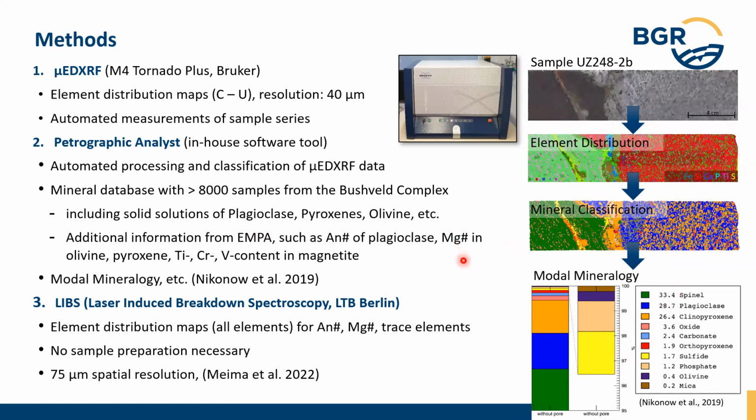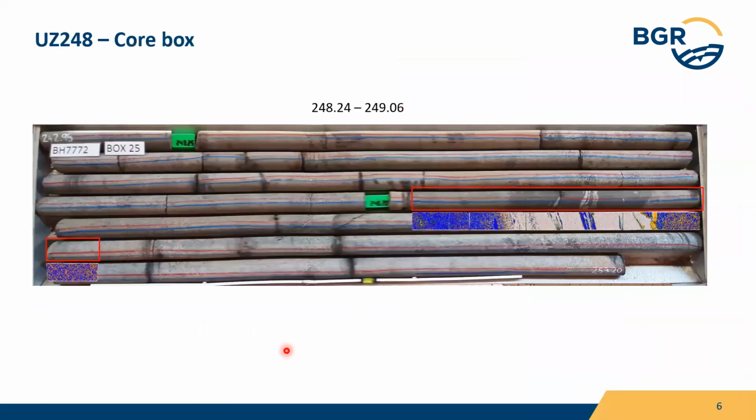Then another method that we used was laser-induced breakdown spectroscopy. We also get element distribution maps, but for all elements. And the advantage is that we don't need any sample preparation. We have a focus of maybe 1 centimeter, so you can put in the drill core and just start the measurement. And we go down in the spatial resolution to about 75 micrometers.